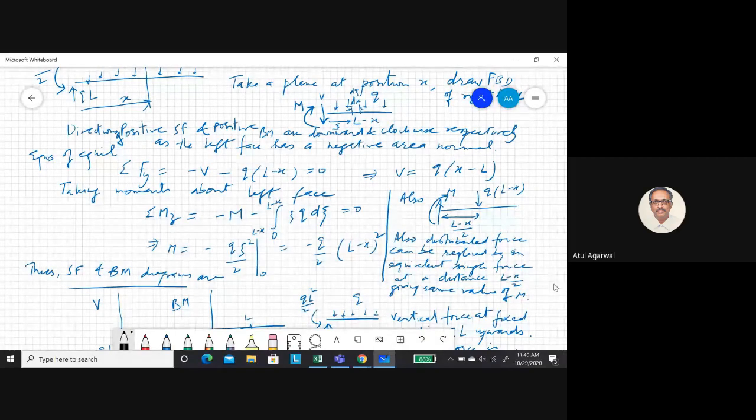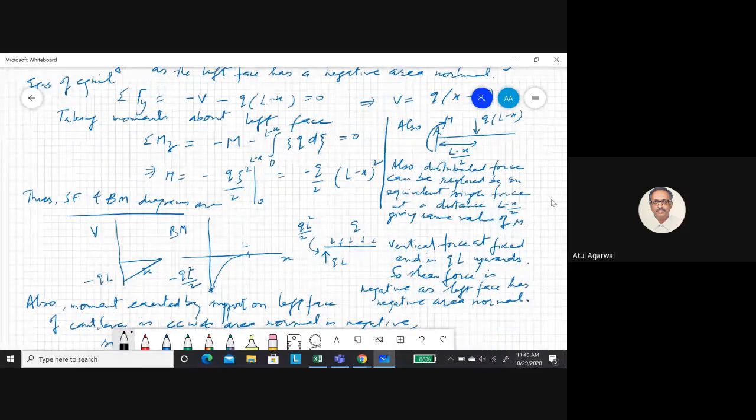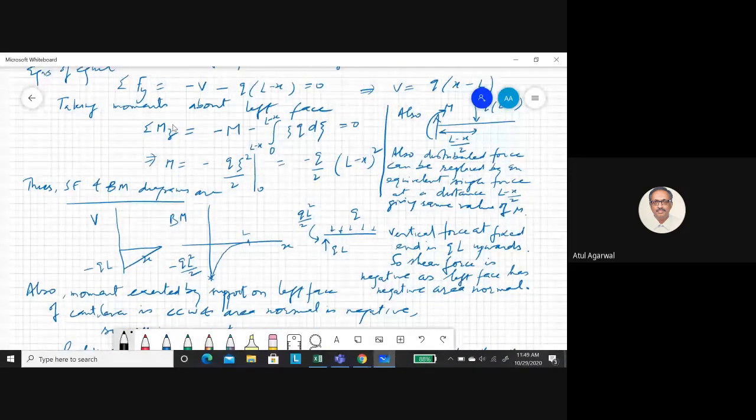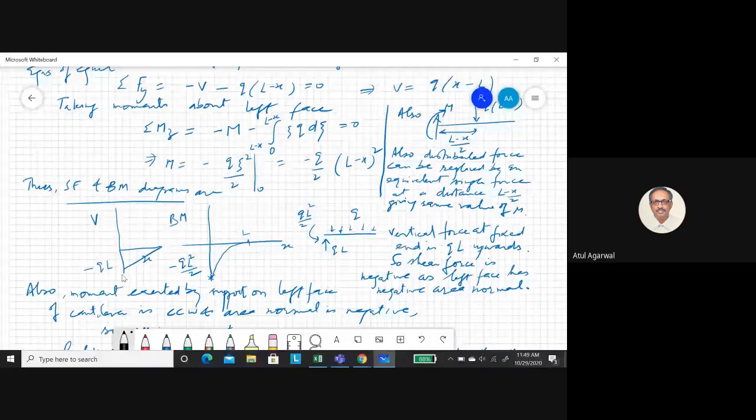Now you plot shear force diagram and bending moment diagram. Shear force was Q into x minus L. So you put x equal to 0. So at left hand you get minus QL. It goes to 0 at x equal to L. Similarly, bending moment. At x equal to 0, you get minus QL square by 2. At x equal to L, you get 0.